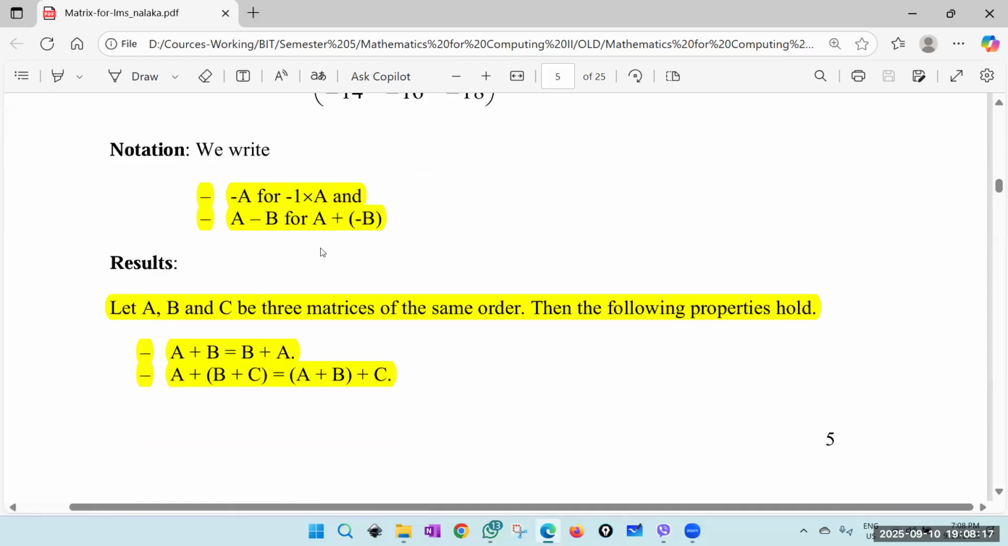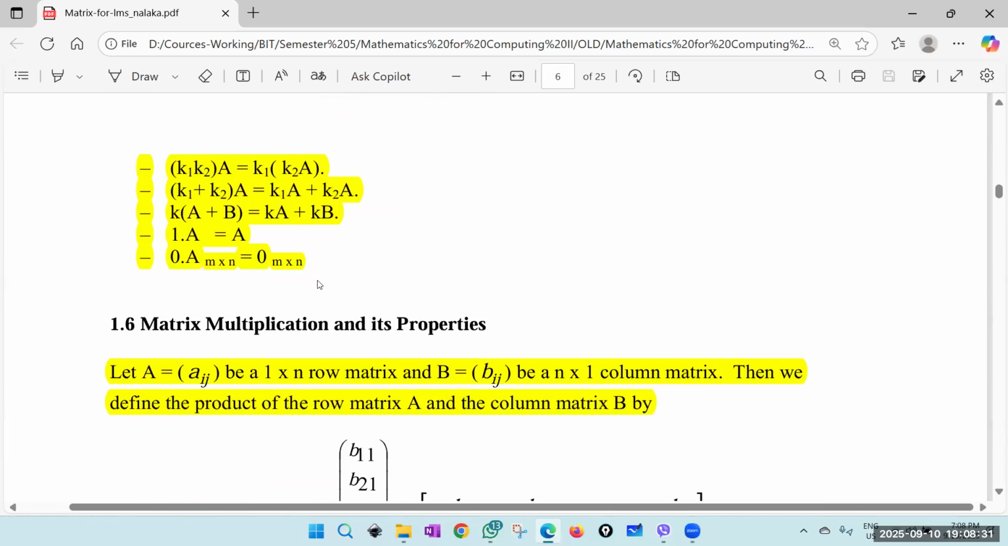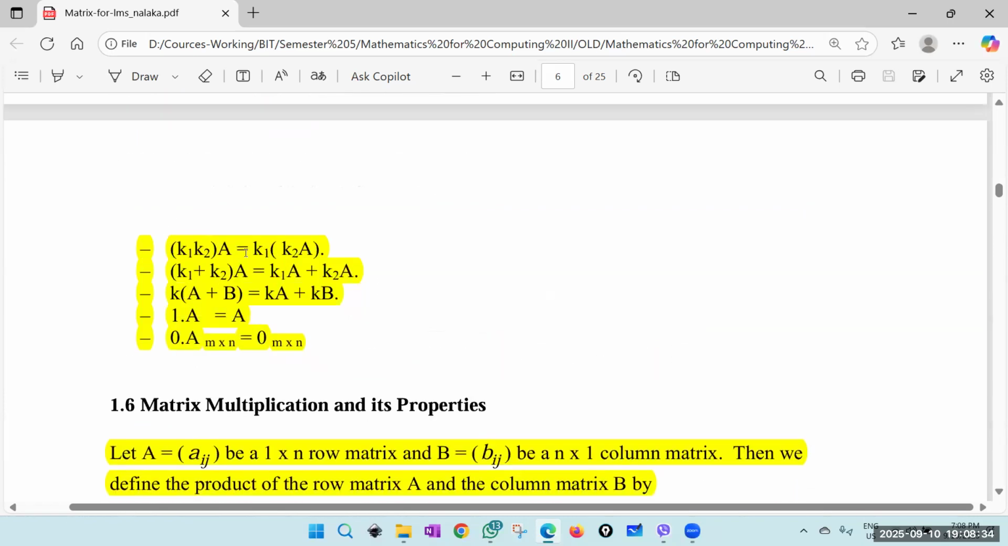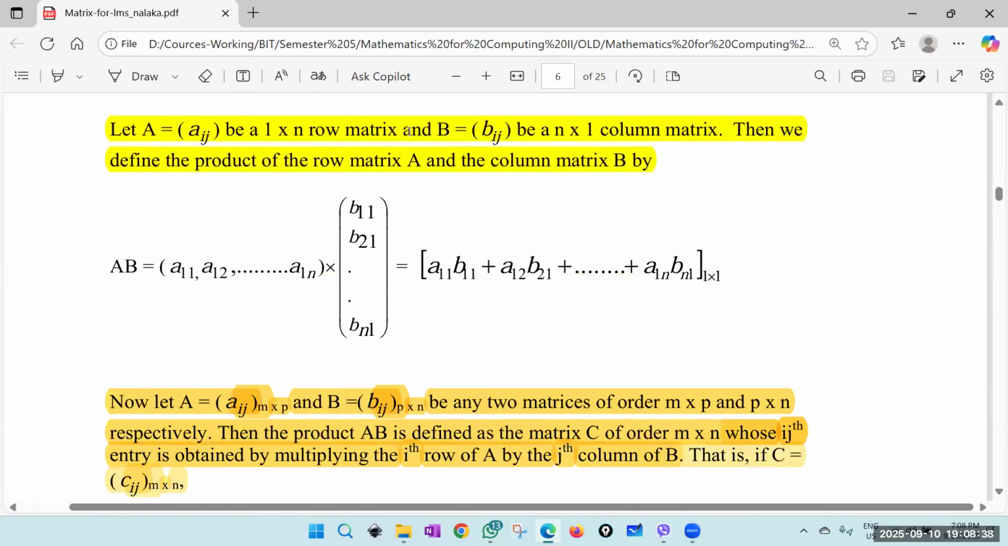And from that, we discussed subtraction also. Subtraction is the first matrix plus minus 1 times the second matrix, added. Basically that means you subtract individual elements. Then we looked at some properties of scalar multiplication. Then we move on to matrix multiplication.